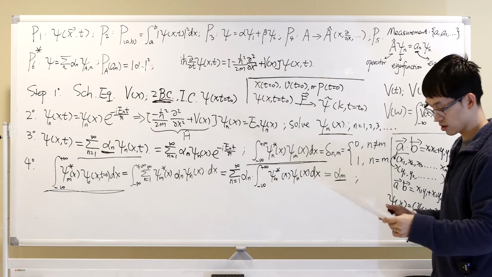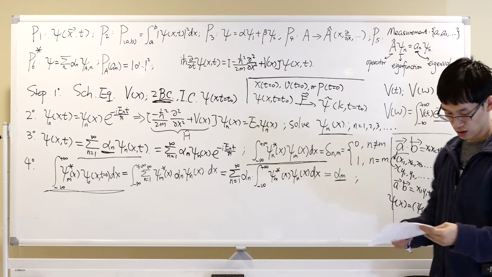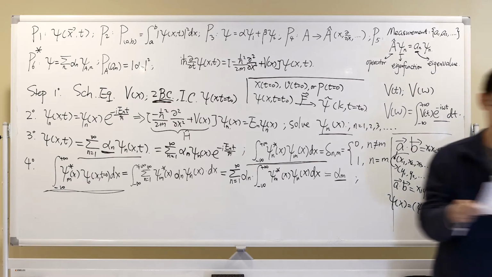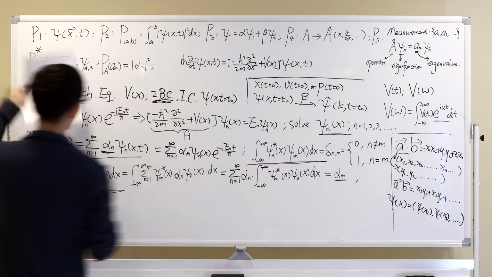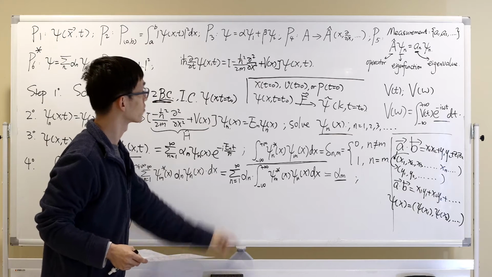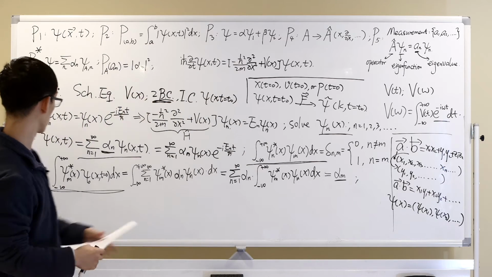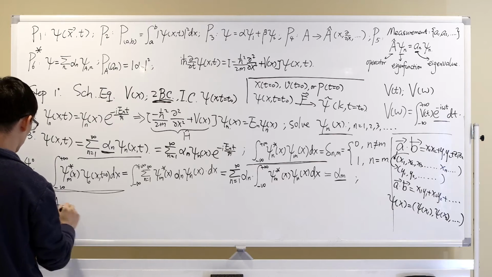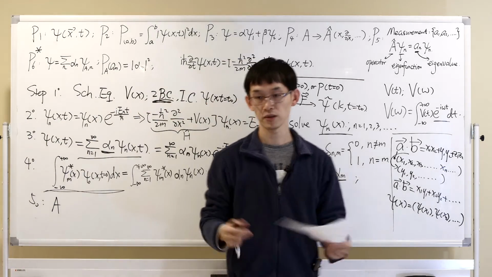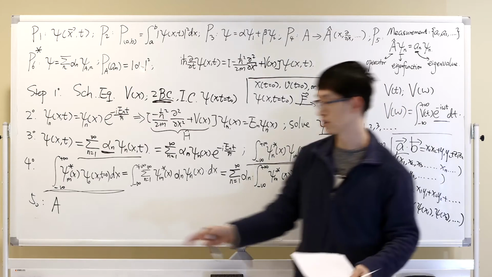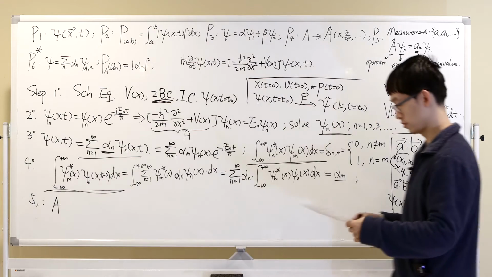Okay, so the next four steps are to measure a quantity. For example, let's say you want to measure quantity A. Okay, it can be momentum, angular momentum, position. It can be anything as long as it's measurable.